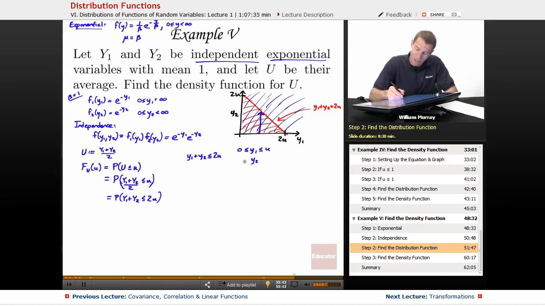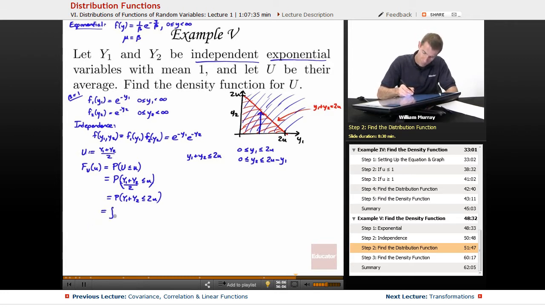So y2 is going from 0 to 2u. That should have been a 2u up above. And this should be 2u minus y1. That describes my region now. I think I've got that described right. And so I'm ready to set up a double integral over that region.